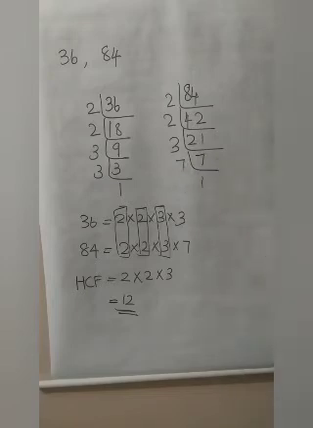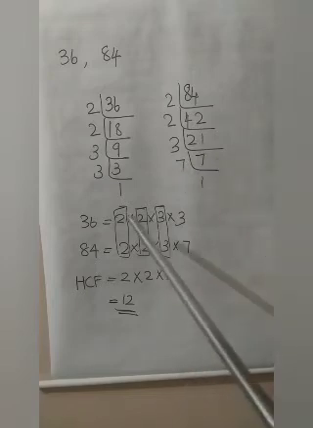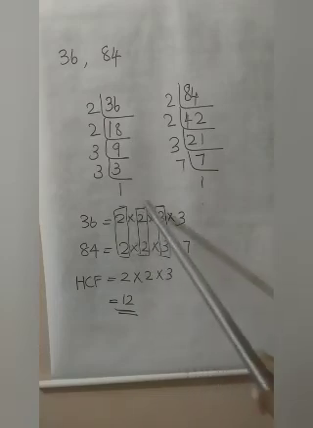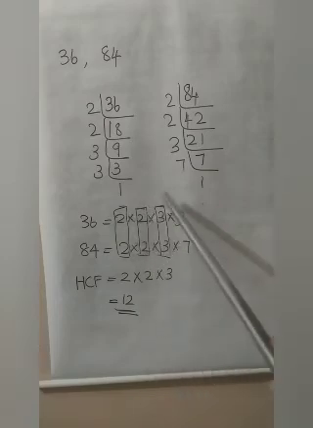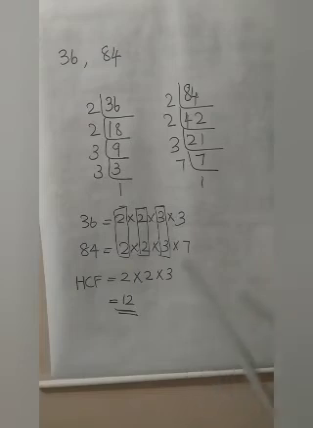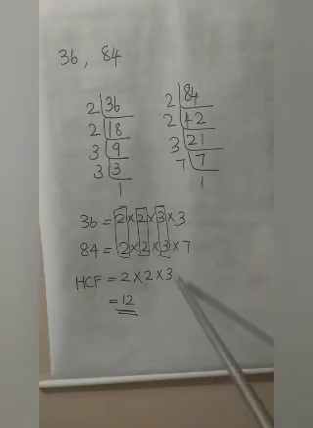Now we have factorized. What is common? One 2 is common, another 2 is common, and one 3 is common, nothing else. So what are all the common factors? 2, 2, 3. So what is the HCF? 2 into 2 into 3. What is it? 12. So the HCF of 36 and 84 is 12.